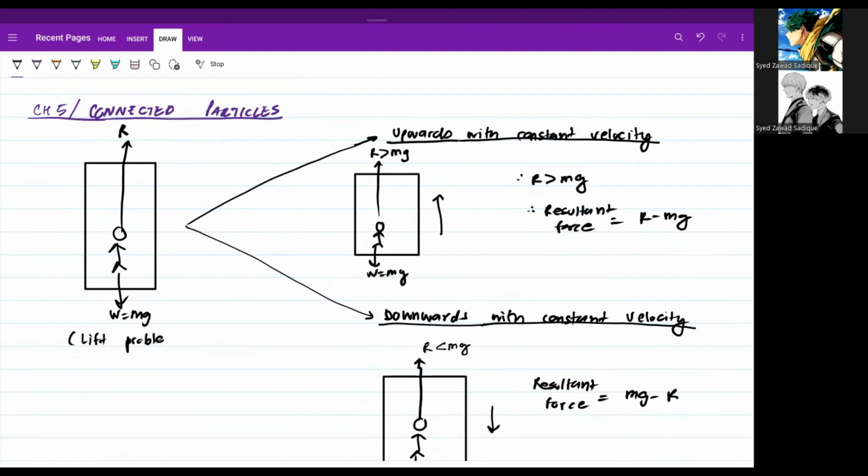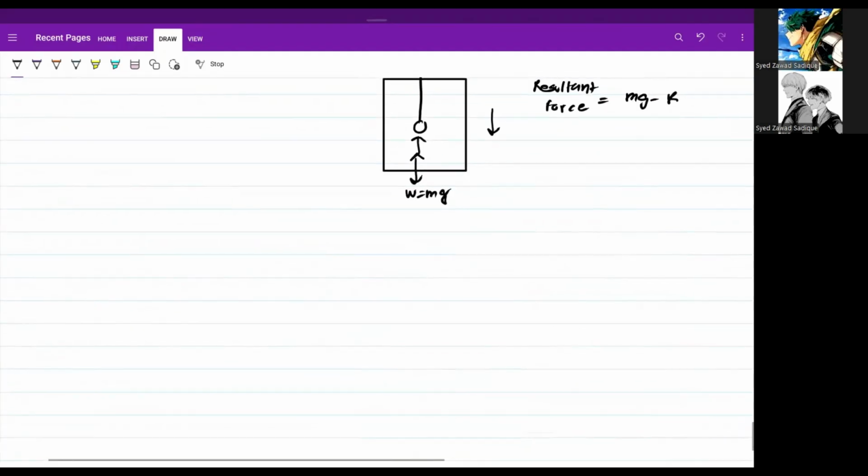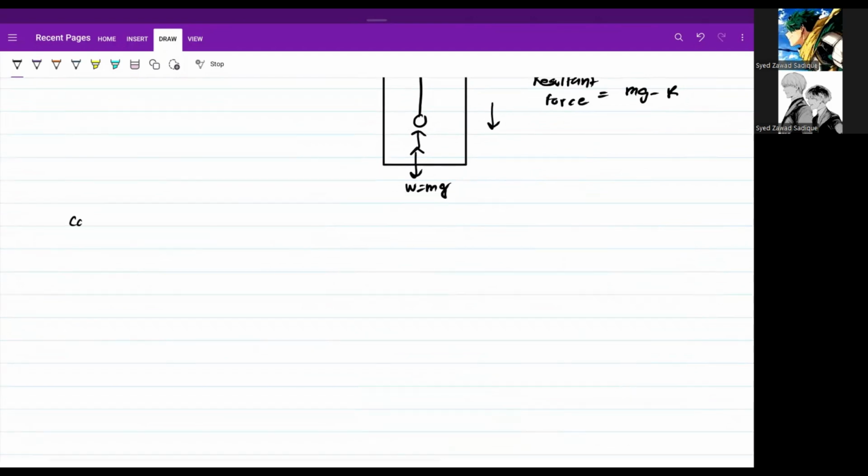In connected particles, you have three types of problems: lift problem, pulley problem, and I feel a system of moving particles. I'm not sure what it's called, but we're going to go with this. I think I'm going to call it connected particles in a system.